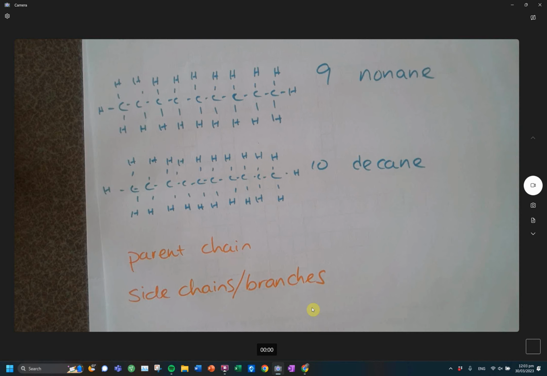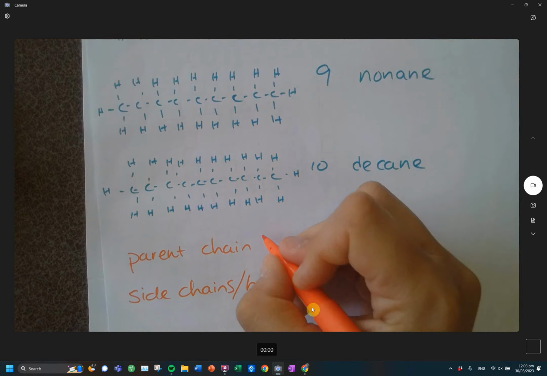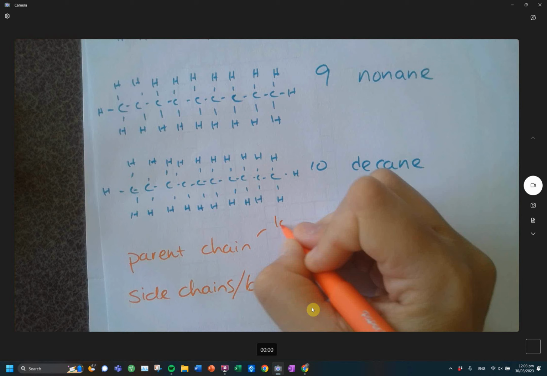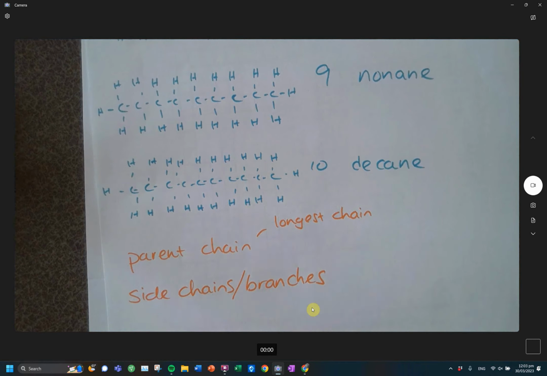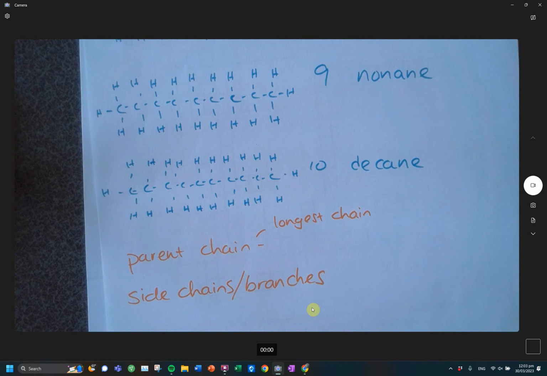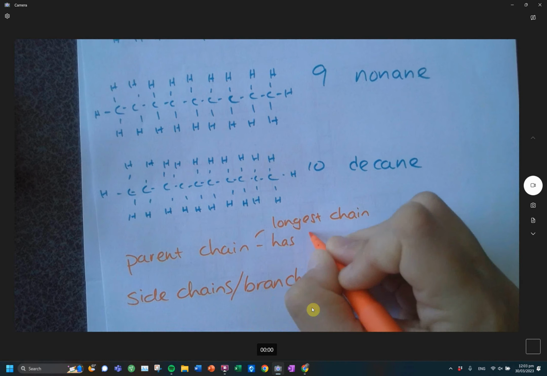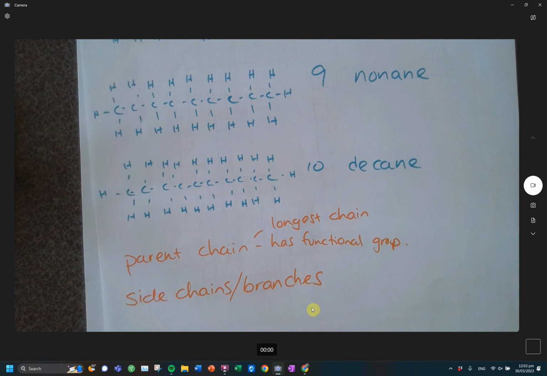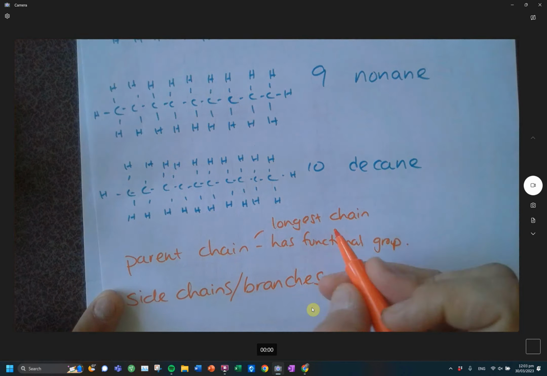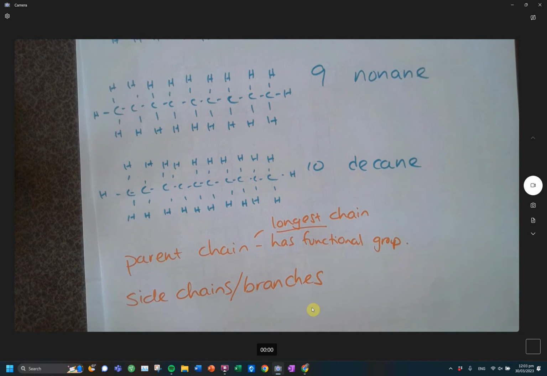Parent chains we identify in one of 2 ways. The first way is that they're the longest chain. The other way we can identify a parent chain is that it has a functional group. When I say functional group, I mean special functional groups, things with oxygen or nitrogen and stuff like that. We will worry about that in next week's lessons probably. Mainly, all I want us to focus on with the parent chains is that they're the longest ones.